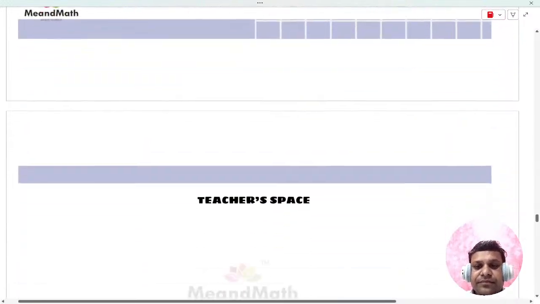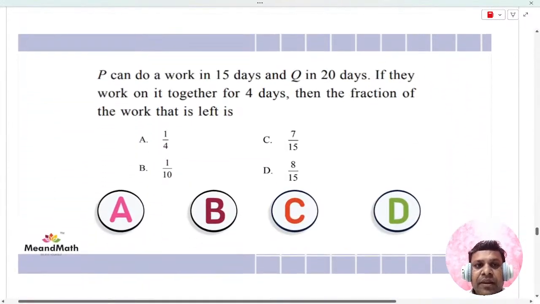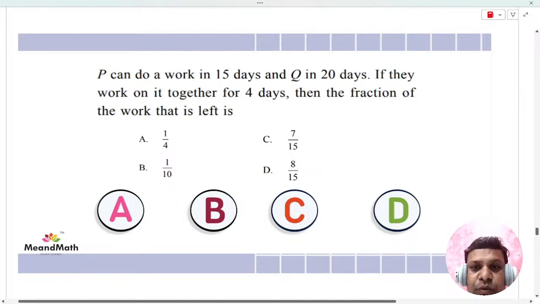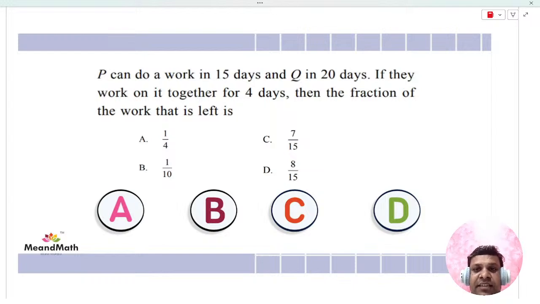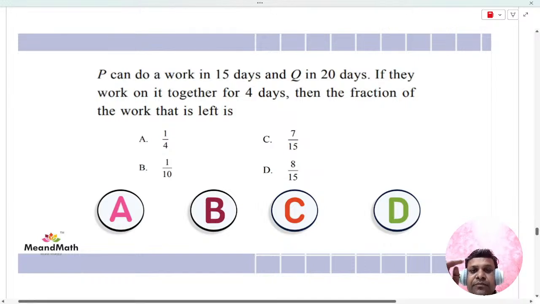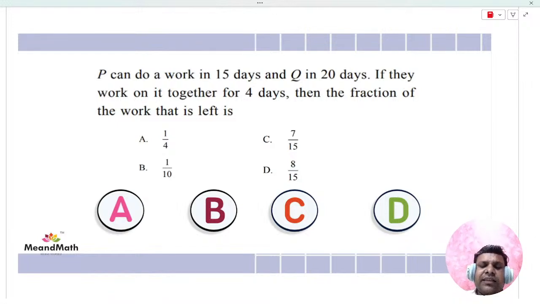Next question, P can do a work in 15 days, Q can do it in 20 days. If they work on it together for 4 days, what fraction of the total work is left? Both worked continuously for 4 days, together. In the previous question, what did we do? We worked on alternate days. Now they are working combined. So whatever work they do in 4 days, we subtract it from 1 to get the remaining work, and that will be our total answer.